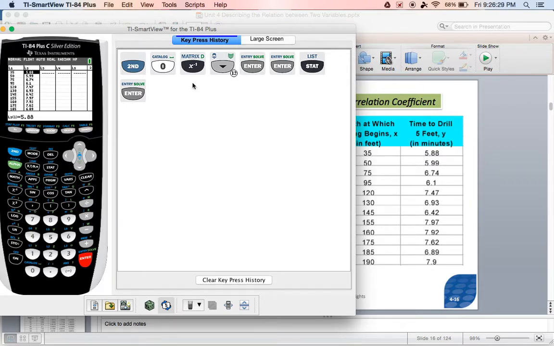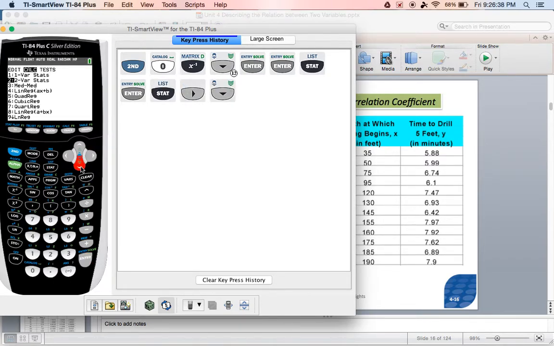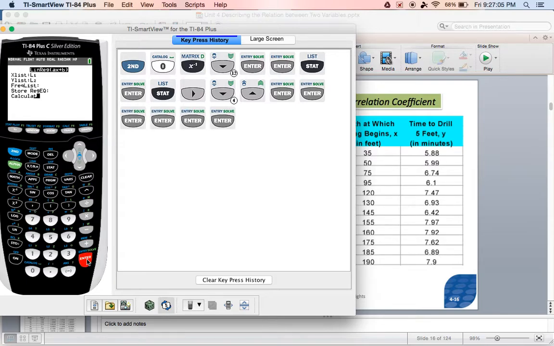Once I have these into two lists, I'm going to go back to stat. I'm going to go to calculation. If you look here at number 4, it's linear regression, and that's what we're looking at. We press enter. Now mine looks a little bit different than yours. Yours probably just says linear regression. You're going to do second L1. I'm not going to do it on mine because I already have L1, L2. But if you do second L1, comma, second L2, you'll be able to bring it up. I'm just going to X through, enter, and then here we go.